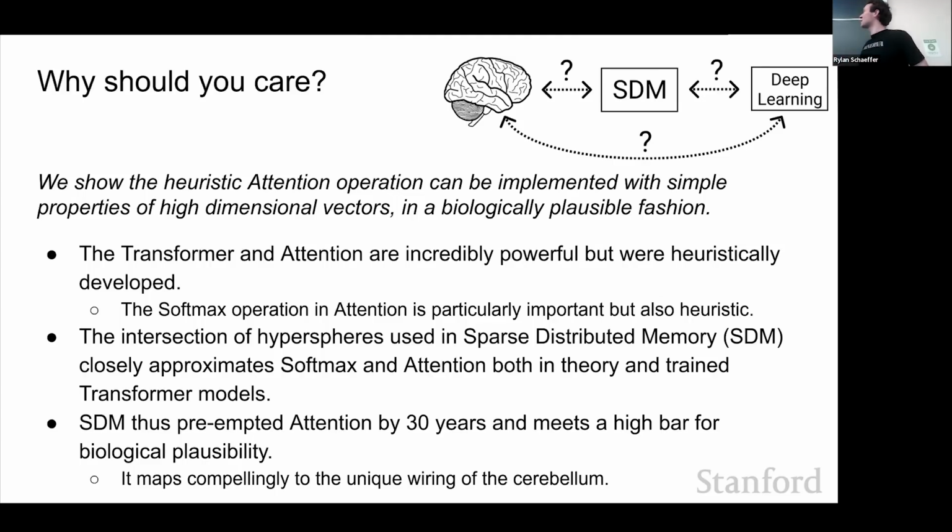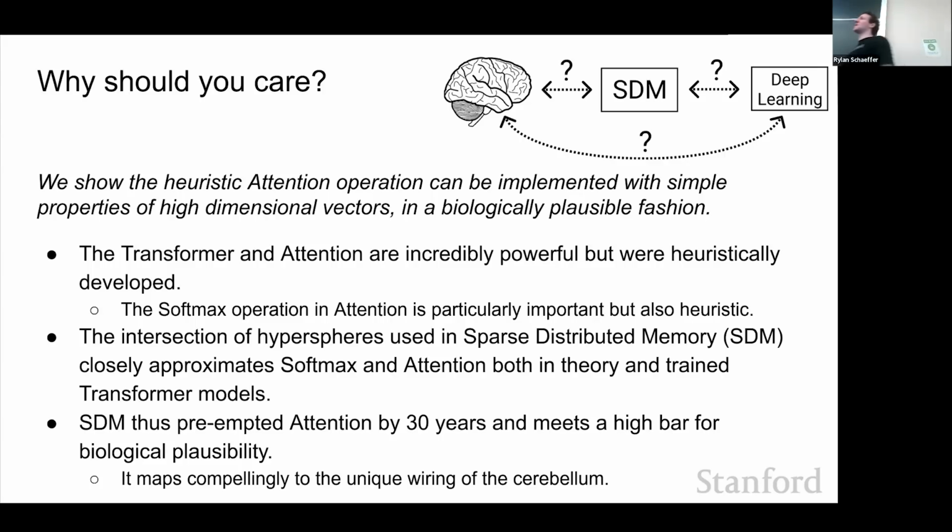We show that the heuristic attention operation can be implemented with simple properties of high-dimensional vectors in a biologically plausible fashion. So the transformer and attention, as you know, are incredibly powerful, but they were heuristically developed, and the softmax operation in attention is particularly important, but also heuristic. And so we show that the intersection of hyperspheres that is used in sparse distributed memory closely approximates the softmax and attention more broadly, both in theory and with some experiments on trained transformers.